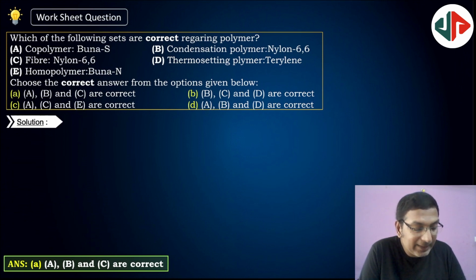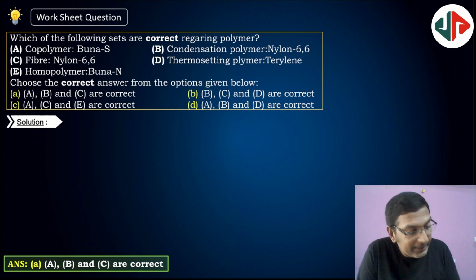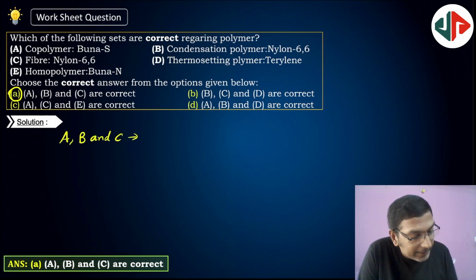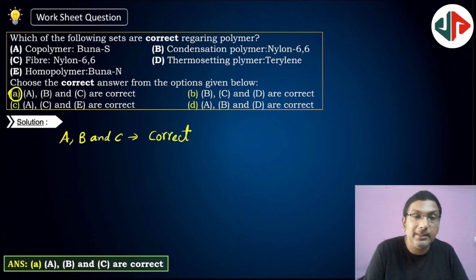Next, thermosetting polymer terylene. That is wrong. Thermosetting polymers are bakelite, urea formaldehyde, melamine. Next, homopolymer Buna N. Buna N is a copolymer. Therefore, clearly A, B, C are correct. Option A. Direct statements. Next.